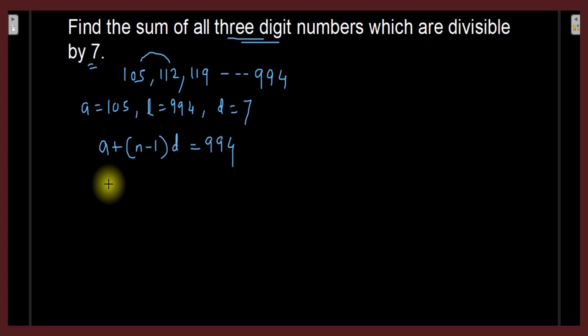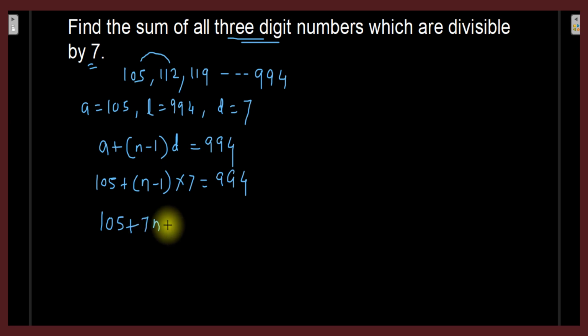This is given to us. So it will be A, we will put the values. So A is what? A is 105. So it is 105 plus n minus 1. So it is n minus 1 into D. D is 7. So multiplied by 7, which is equal to 994. So this is 105 plus 7n minus 7, which is equal to 994.